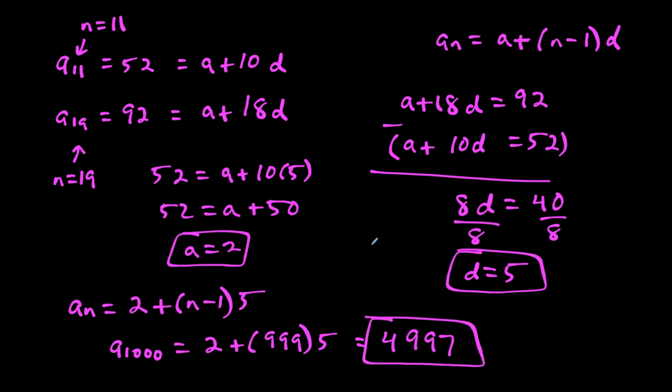And just to be 100% clear that we did this right, one thing you could do just to feel safe is you could plug in, let's say, n equals 11 to this formula. And if you did 2 plus 11 minus 1 is 10 times 5, 2 plus 50 gives you 52. And it also checks out if you plug in n equals 19. So I'm very confident here that this is definitely our answer.